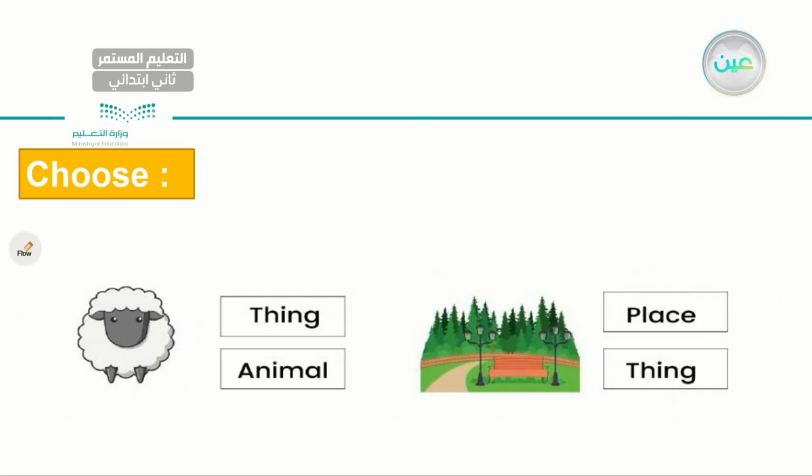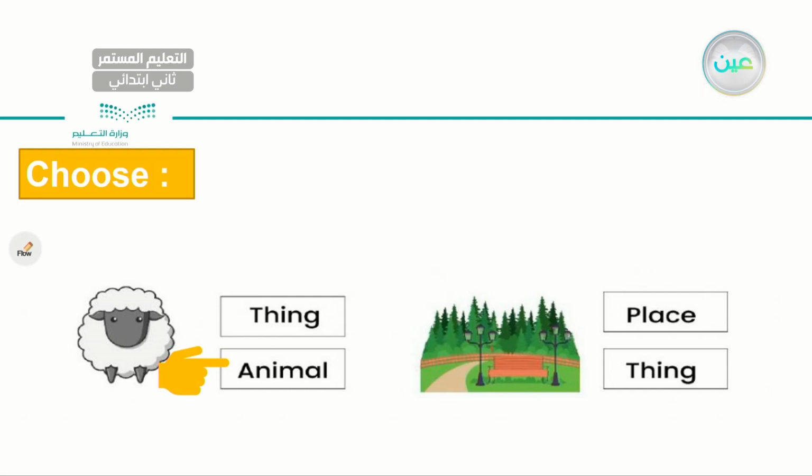Very good. So far we have nouns: animals, people, places, and things, right? So now I need your help. Try to identify these nouns or these things for me. The first picture, I have a picture of a sheep. Is it a thing or an animal? What do you think? For a sheep, it is an animal. Very good.